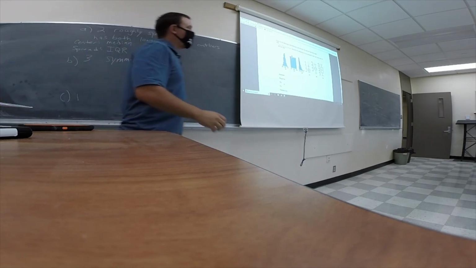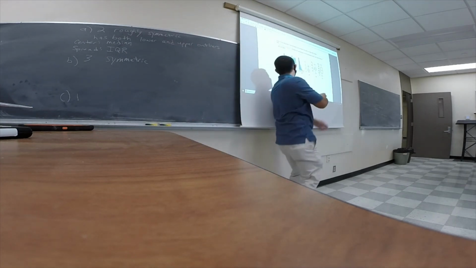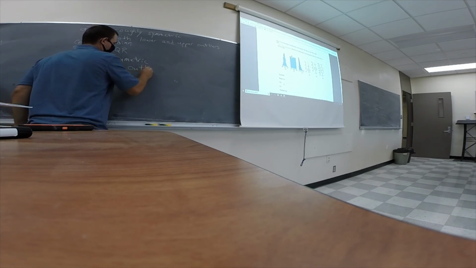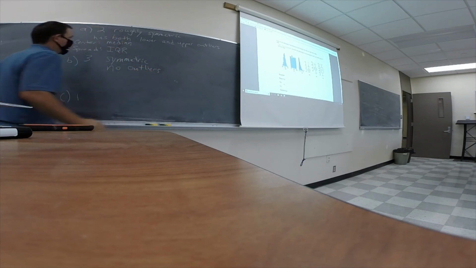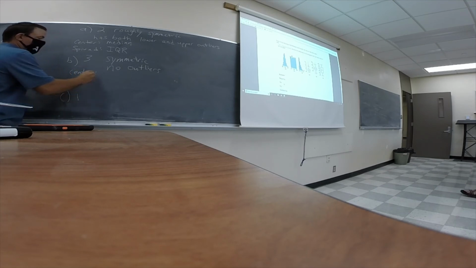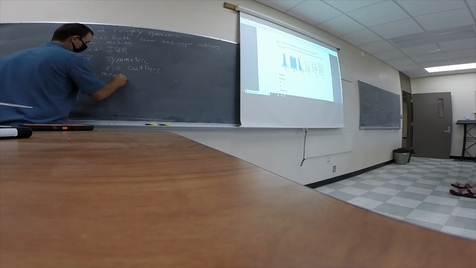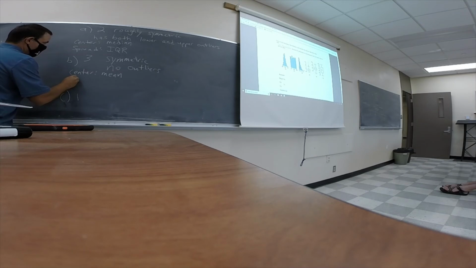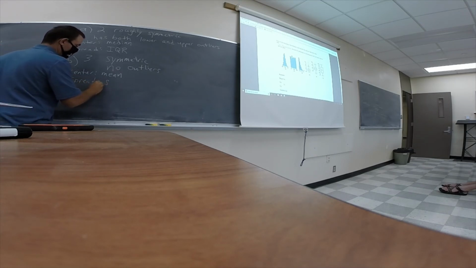Okay. Does it have any outliers? No. So I'm going to say no outliers. If it doesn't have any outliers and it's symmetric, what do I use as the center? Mean, right? It's the only case you use the mean. It has to be symmetric with no outliers. If I use the mean here, the spread here is going to be standard deviation.